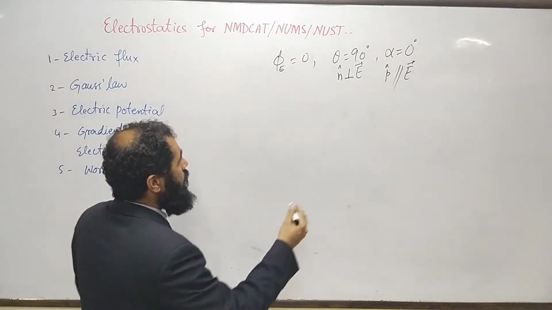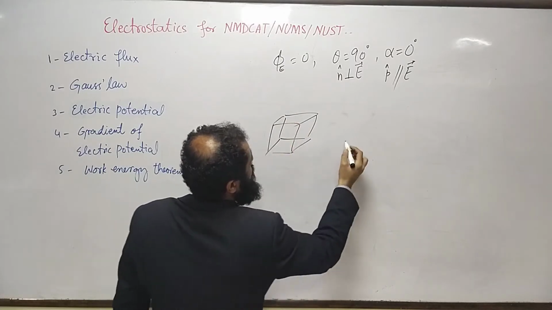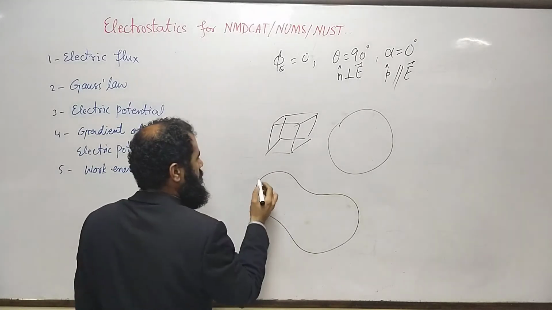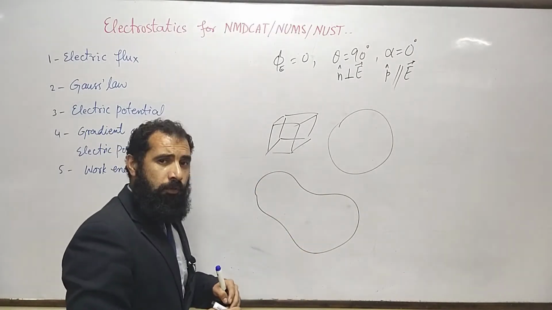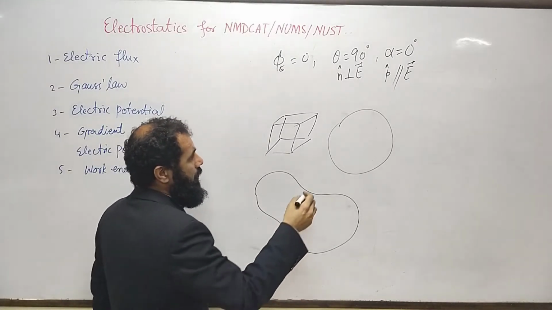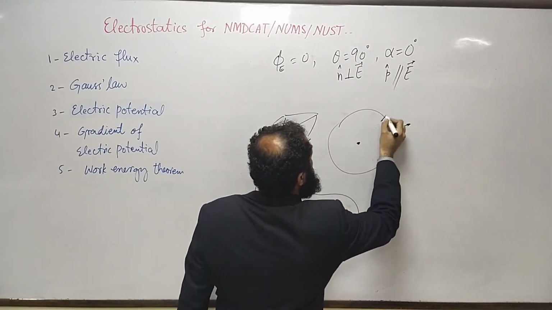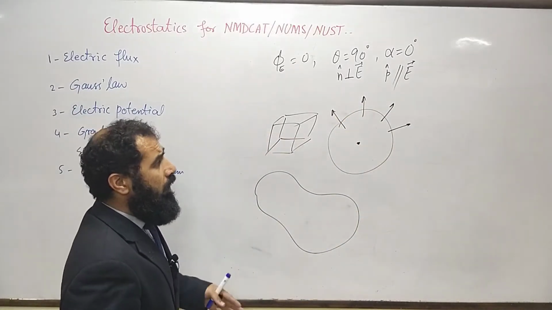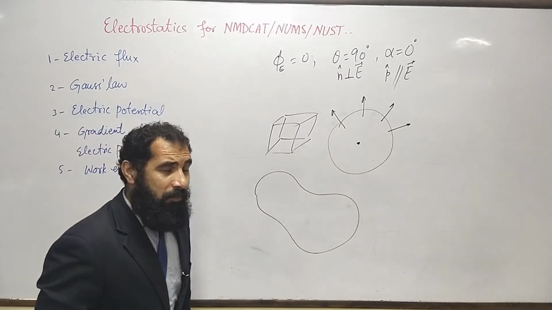Any surface, any closed surface, it may be a cube, it may be a sphere, it may be of any shape, like a balloon. So a closed surface has many normals. Like in case of a sphere, it has a normal in the outward direction, radially outward. A sphere has many radii, so it may have many directions for its normals.